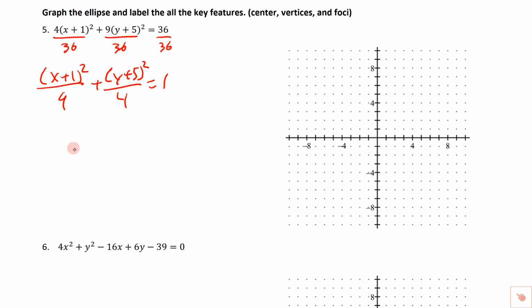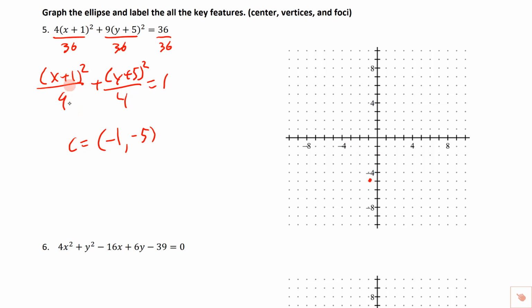So now we have a center. So the center is going to be, x coordinate's going to be the opposite of whatever's with the x, so that's going to be a negative 1. And then opposite of this, so this is going to be a negative 5. So we've got a center at negative 1, negative 5. So negative 1, negative 5. There's where the center is.